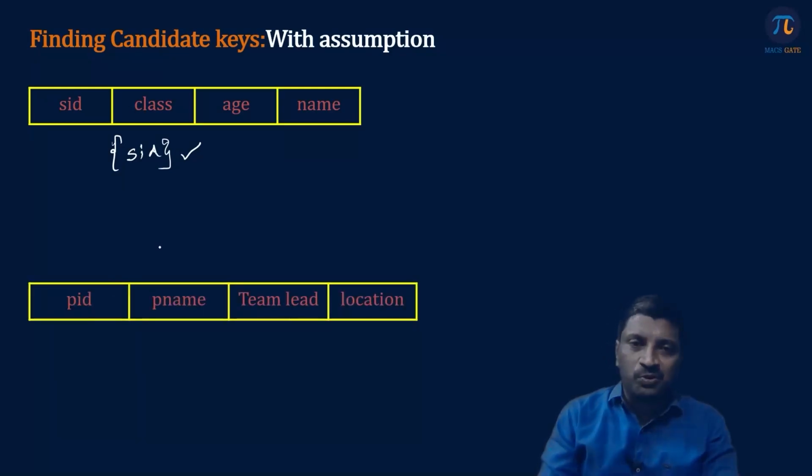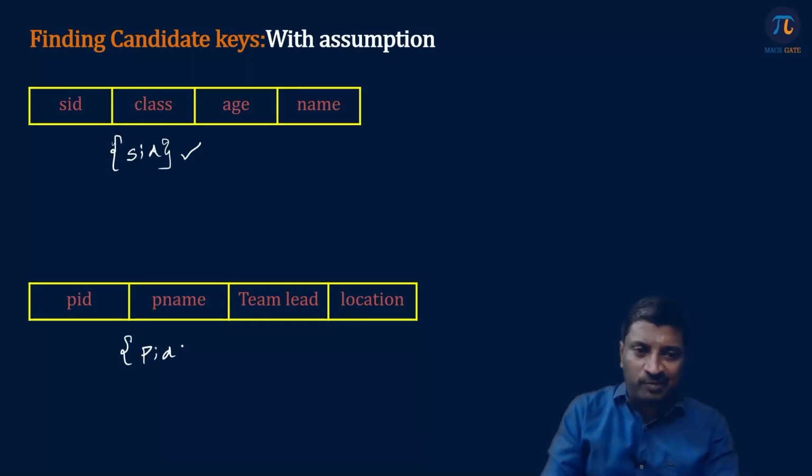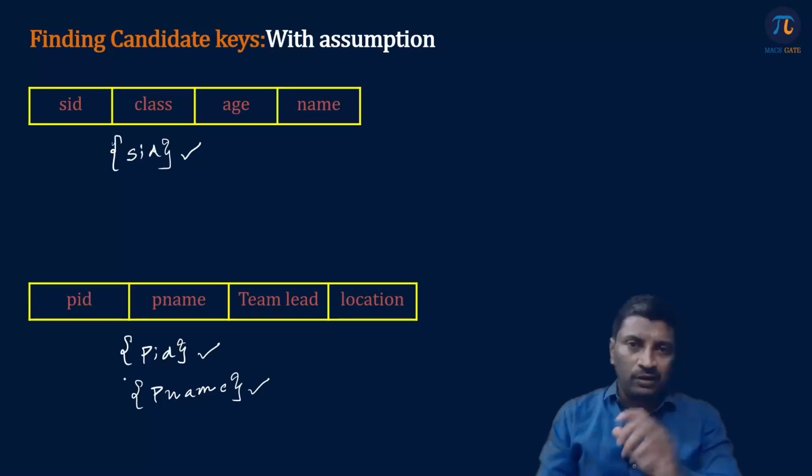For example, suppose we have a relation with PID, project ID, project name, team lead, location. When we design, if I assume no 2 projects have the same ID, then this can be a candidate key. Similarly, if we make an assumption that no 2 projects have the same name, then this also can be a candidate key.